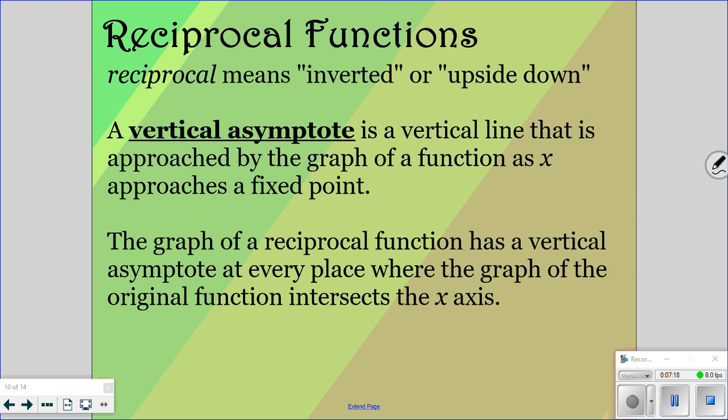Your graph of your reciprocal function is going to have a vertical asymptote everywhere where the original function intersected the x-axis. Because where it intersected the x-axis is where it equaled 0. And so the reciprocal of 0 is going to be 1 over 0, and that's undefined. And so that's why we're going to have a vertical asymptote there, because it doesn't exist.